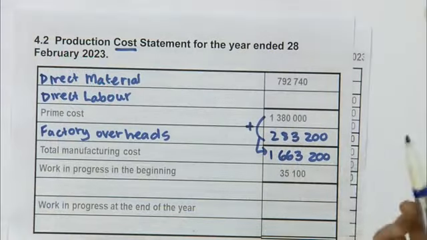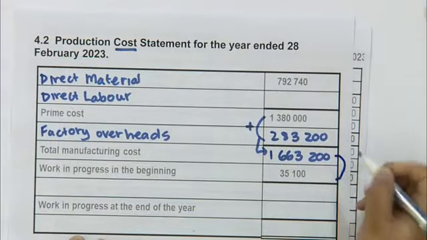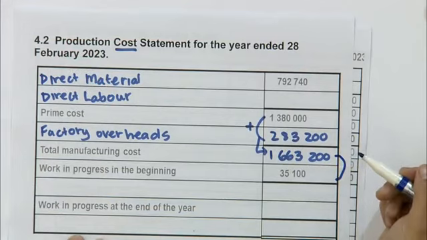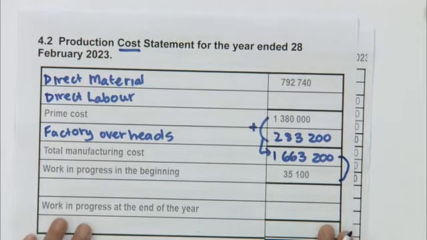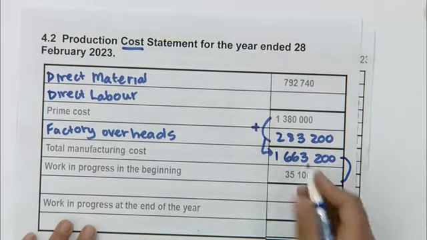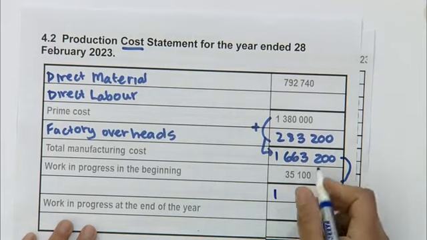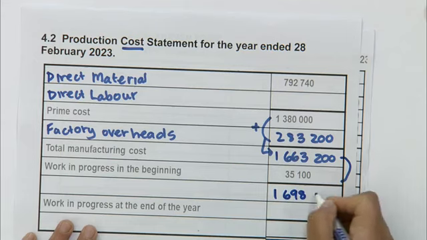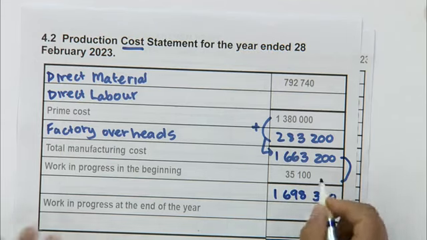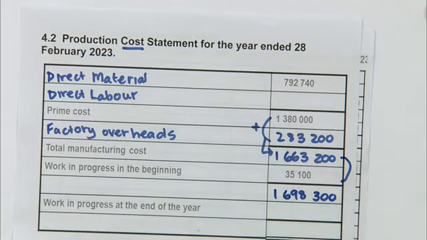Okay? We're going to add these two amounts over here, the 1,663,200, let's just say it like that, plus 35,100, and together it will give us a total cost of 1,698,300. Okay, so now what are we going to do?